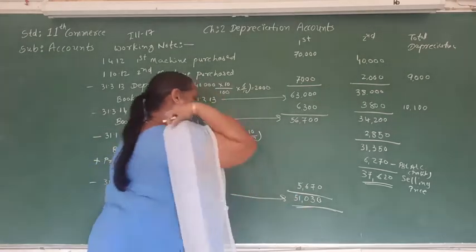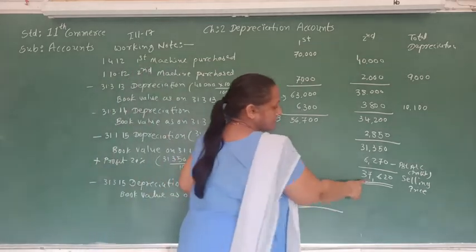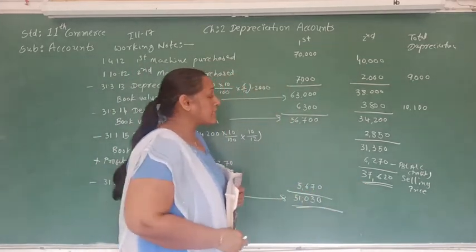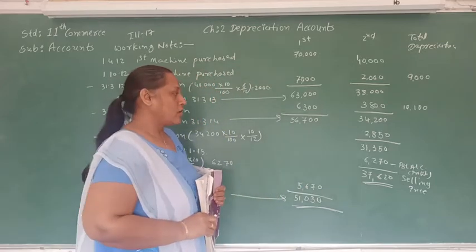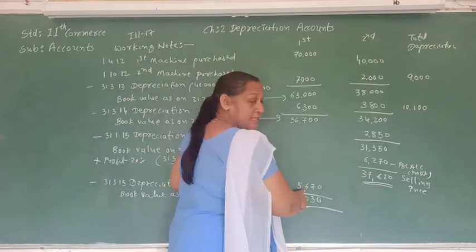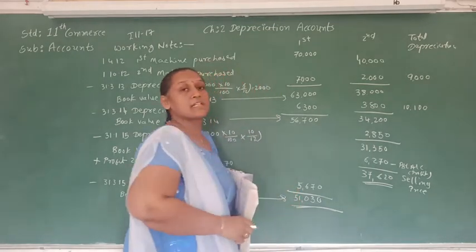So this is the balance of the machine account at the end of the third year. This will be the selling price of the second machine, and this is the profit that's supposed to be taken to the profit and loss account. So third year depreciation will be 2,850 and 5,650.